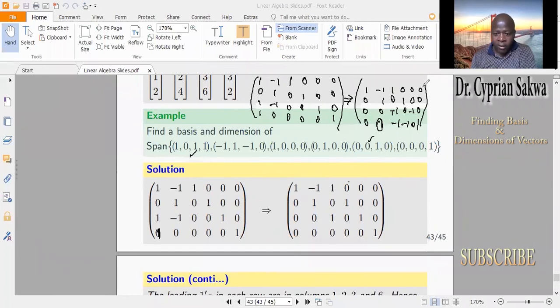So look at the first row. It remains where it is. The second row remains where it is. The third row is 0, 0, 1, 0, negative 1.